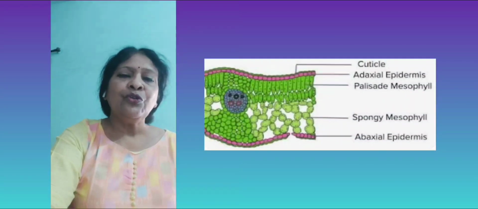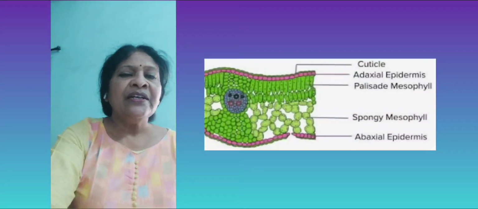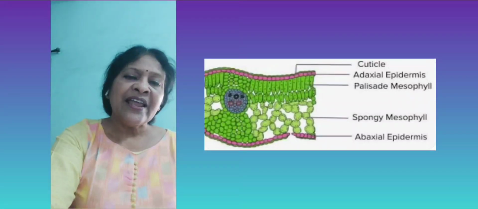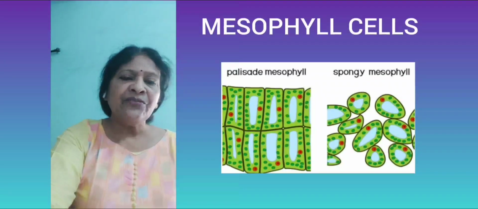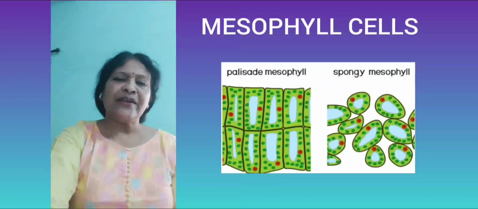Where in these plant cells do we have an abundance of chloroplasts? Let us find it out. Chloroplasts are abundantly found between the upper epidermis and the lower epidermis of a leaf or other green structures, that is, the area which is called mesophyll cells. These mesophyll cells are distinguished into palisade parenchyma and spongy parenchyma.